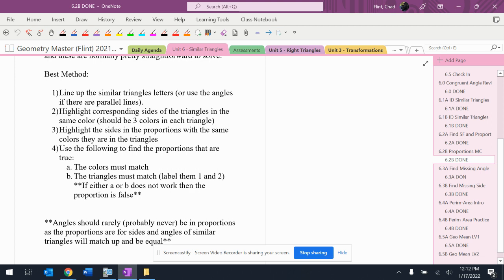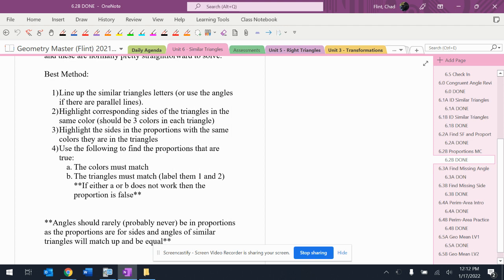If the colors don't match, the proportion is wrong. And then if the colors match, the triangle order has to match. And that's where you see me put a little 1 and a 2 next to the triangles. This makes things set up easily.